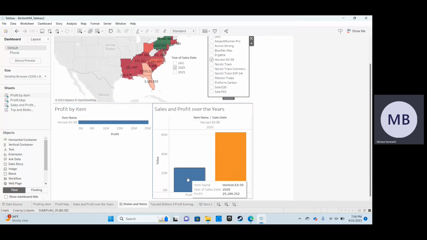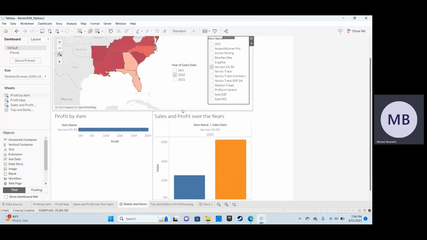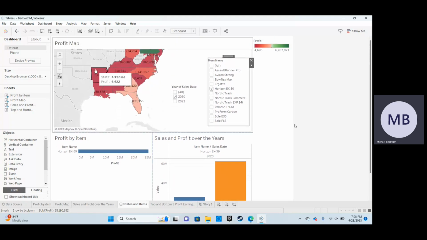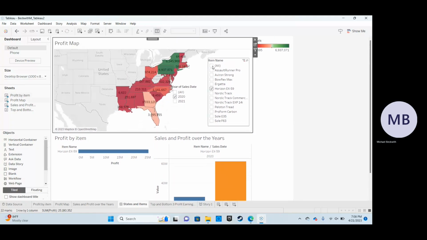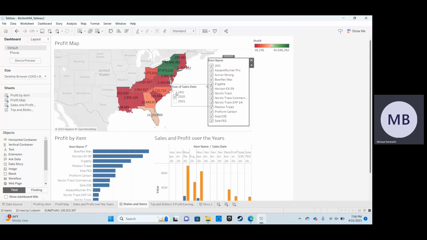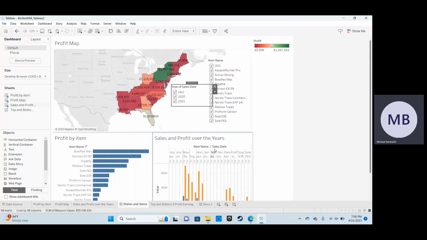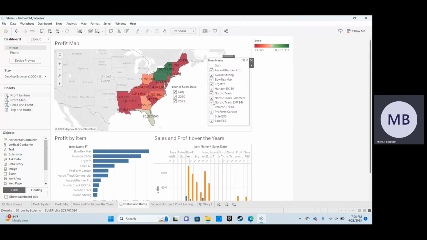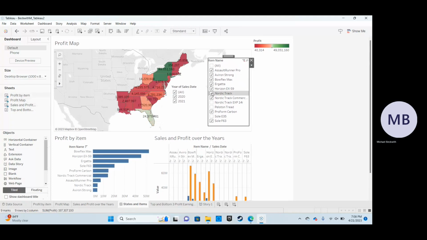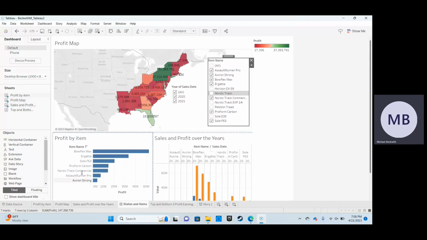Down here we can see the profit, we can see the sales, and then we can just look at that for each individual item, each individual year, and how they can compare. So we can just have a couple of them, for instance. And then we can see down here how they compare to each other, and then we can see down here also how they compare.